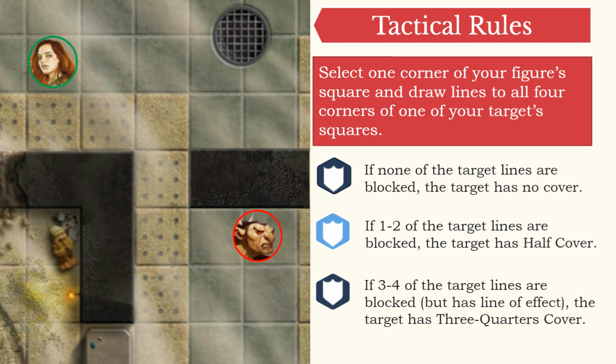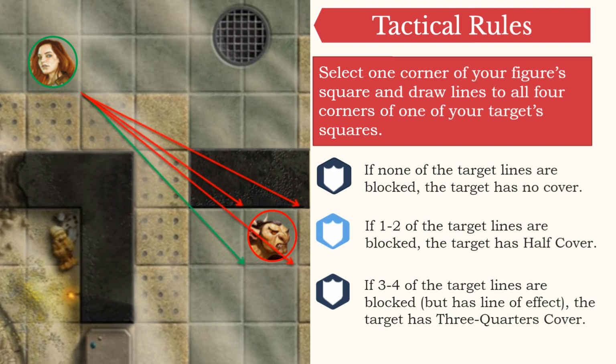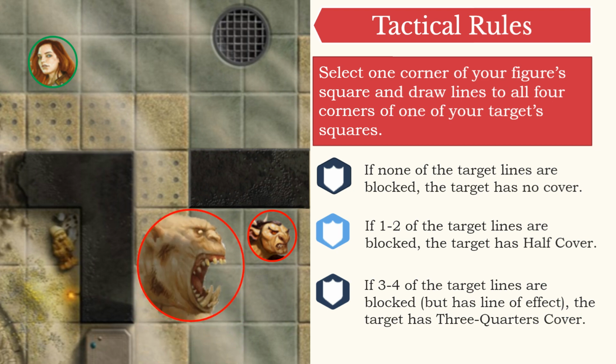Next, let's see what happens if the goblin moves one step over. Now 3 lines are blocked, so the goblin has 3/4 cover. Next, let's see how this would be different if Dela's target was larger. As she dispatches the goblin, an ogre comes charging into the corridor. Dela takes aim on it, and again we draw target lines from her corner to all 4 of the ogre's corners, and we see 3 are blocked by walls and would grant the ogre the benefits of 3/4 cover.